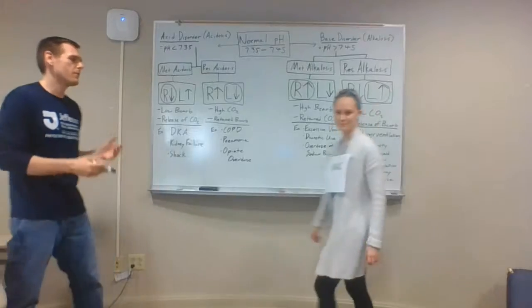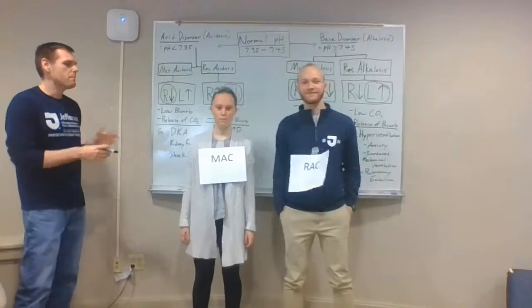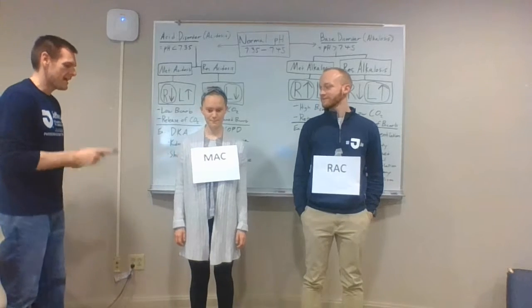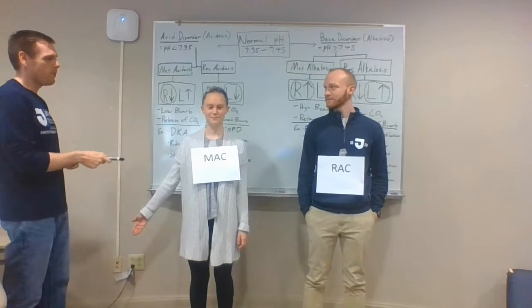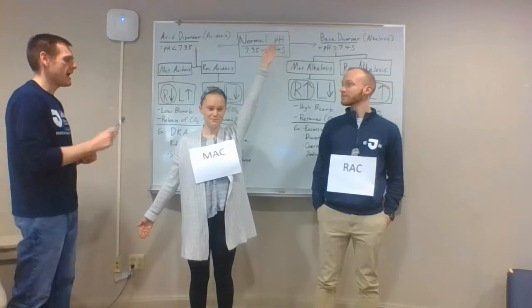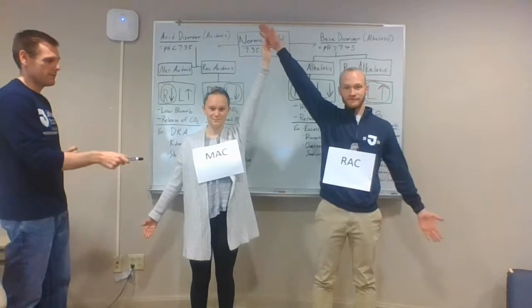So to review, let's start with our acidosis. Let's start with our metabolic acidosis, or our MAC. In our metabolic acidosis, we're going to have low renal function with high pulmonary function, as opposed to our respiratory acidosis, where we're going to have high renal function with low pulmonary function.